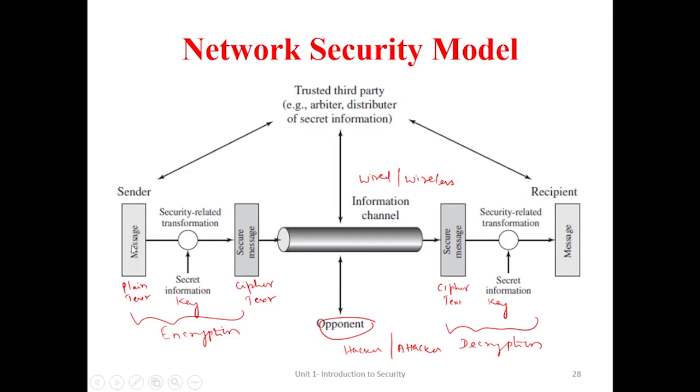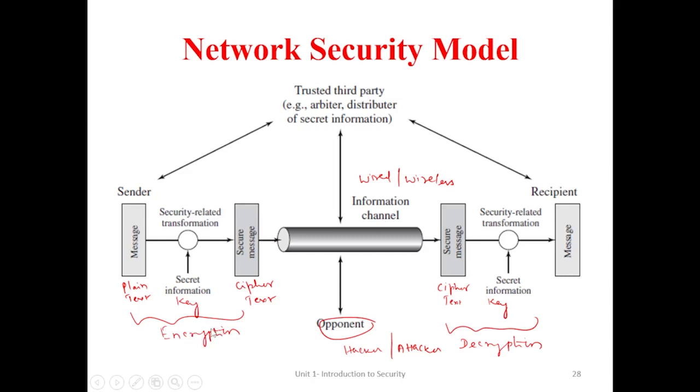Another name for this original message is plain text. So a sender is trying to convert that original message or plain text into a secured message. The secured message's other name is ciphertext. So a sender is trying to convert a plain text into ciphertext with the help of secret information. The other name for secret information is a key. The process of converting plain text into ciphertext by the usage of key is called encryption.